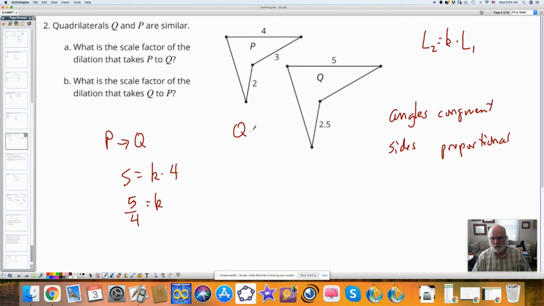Now, if I'm going from Q to P, my starting value is 5 multiplied by a scale factor to get to P, which is 4. My scale factor here would be 4/5 going from Q to P.